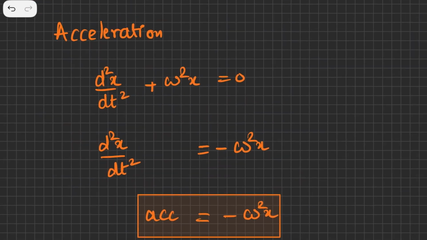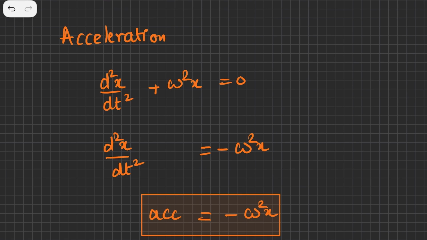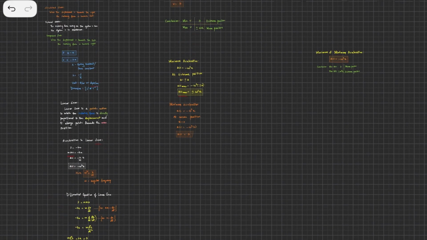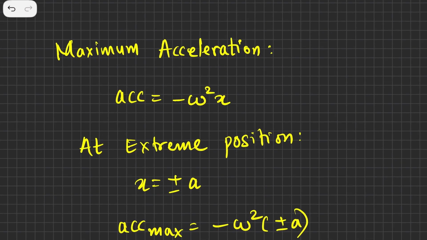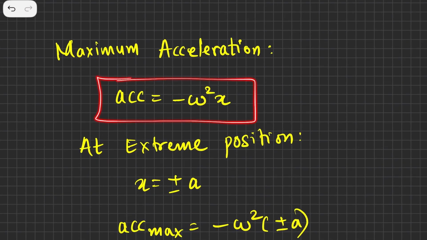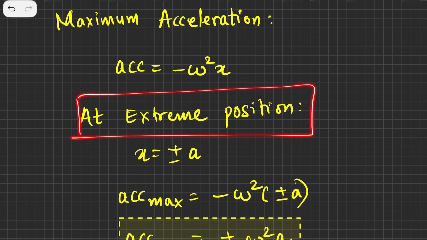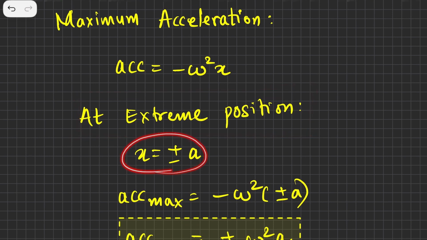Okay, so this is where the acceleration has been derived, and there is one more place where I have derived this acceleration equation. So I am using that equation over here. So acceleration is minus omega square x, and at extreme position, the value of x is plus or minus a. Now you should note why I am doing this for maximum acceleration at extreme position.